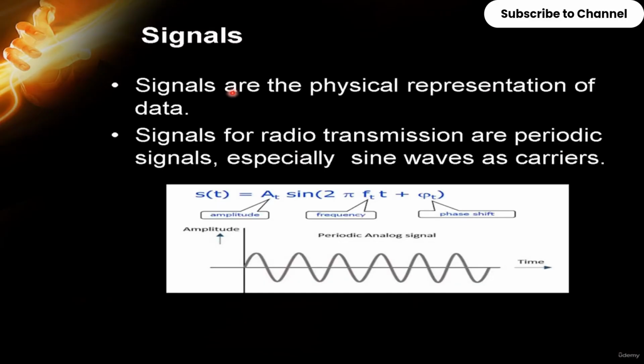Hi all, in this video we are going to discuss signals, noise and types of noise. So what is a signal? Signals are the physical representation of data. Users of a communication system can only exchange data through the transmission of signals. This diagram represents signals with a sine wave.